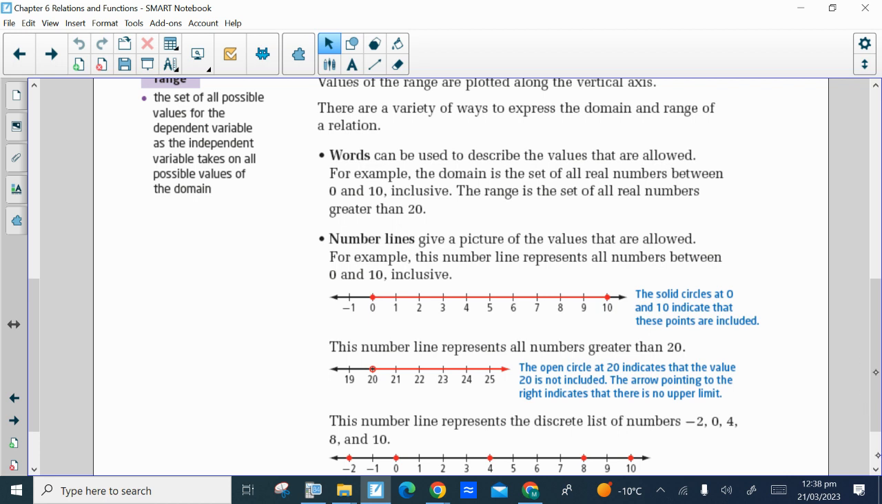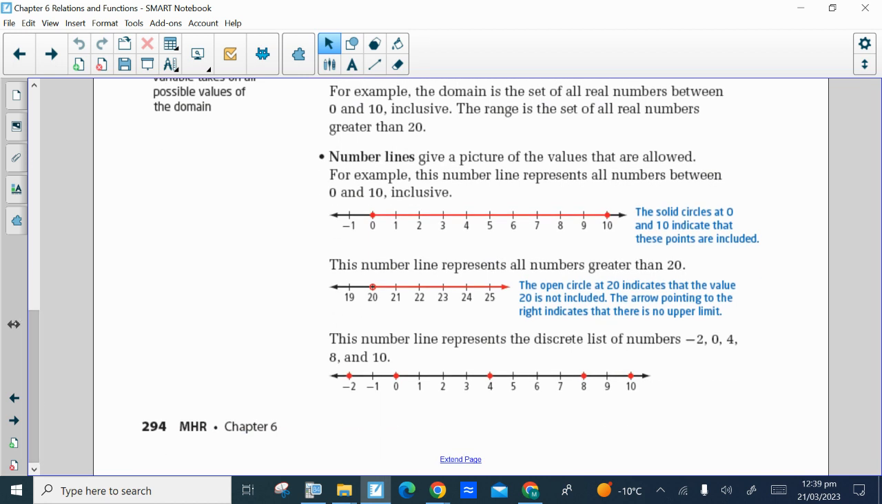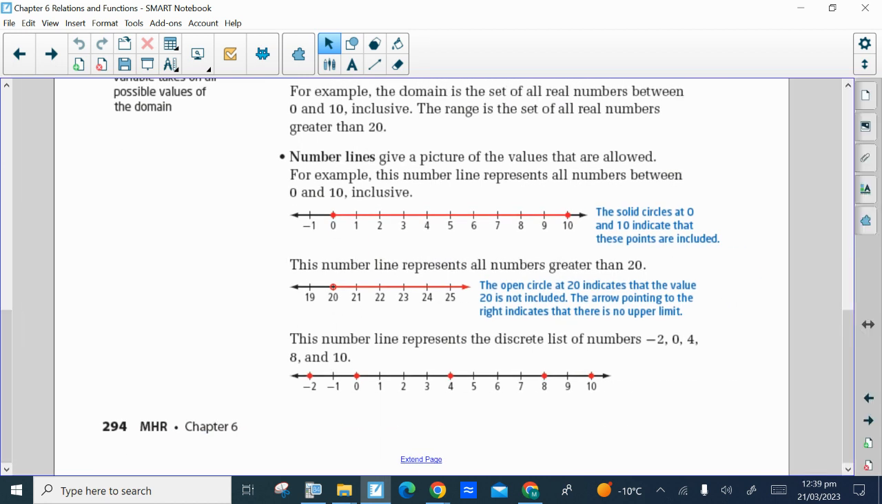That next number line... oh, looks like I kind of froze here. Oh, there we go.